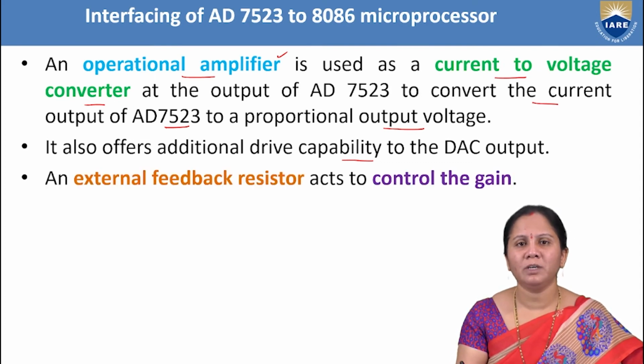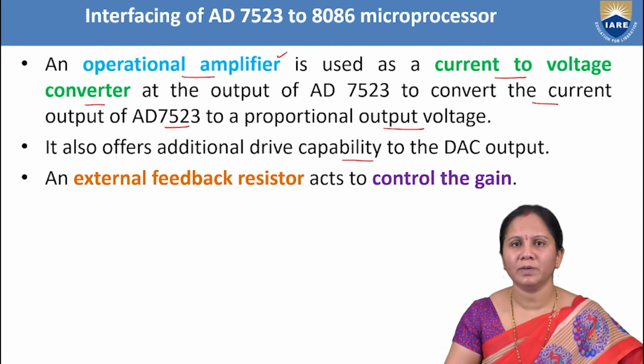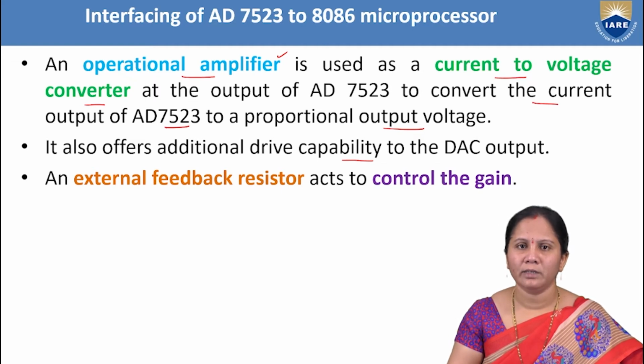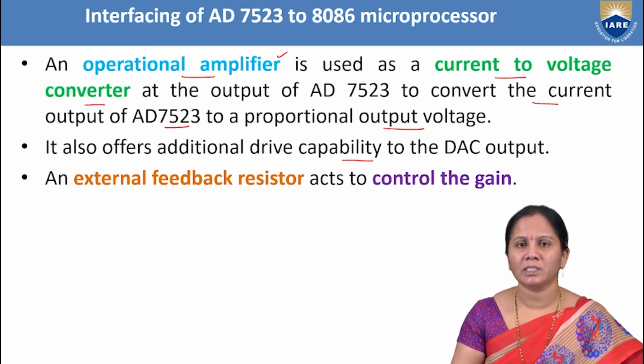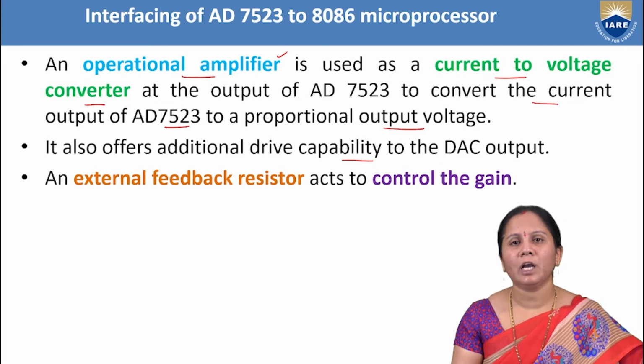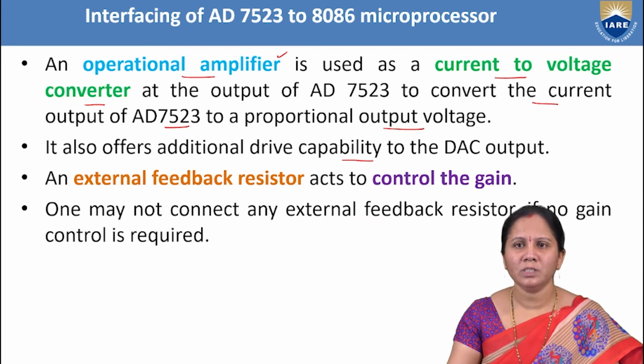And we have also observed one feedback resistor is there after the op-amp. If it is necessary, we can use it. Otherwise, we can neglect it. If you use that resistor as a feedback resistor, we can control the gain. If the feedback resistor is not used, no gain can be controlled.